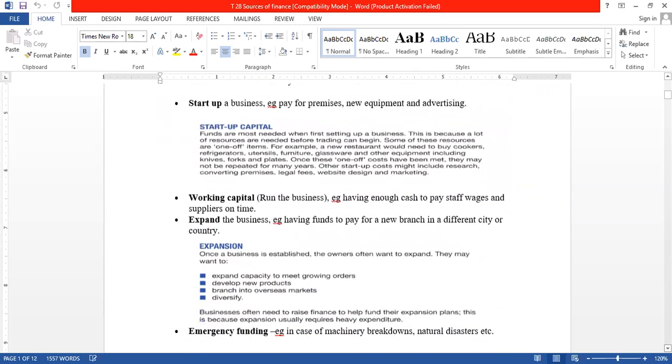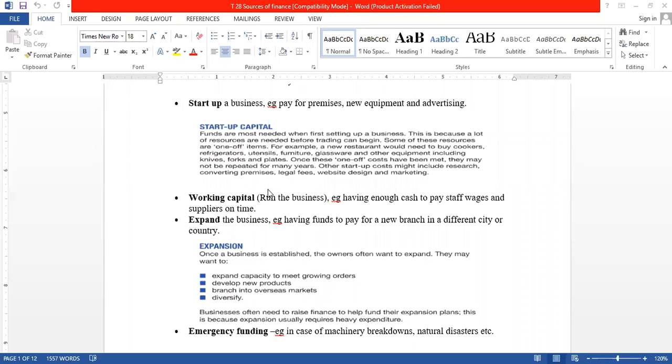So you can see startup capital, like paying for the premises, new equipment, advertising, right? So startup capital means the funds you need when first setting up a business. This is because a lot of resources are needed before trading can begin, and some of these resources are one-off items. For example, a new restaurant would need to buy cookers, refrigerators, utensils, furniture, glassware, and other equipment, including knives, forks, and plates. Once these one-off costs have been met, they may not be repeated for many years.